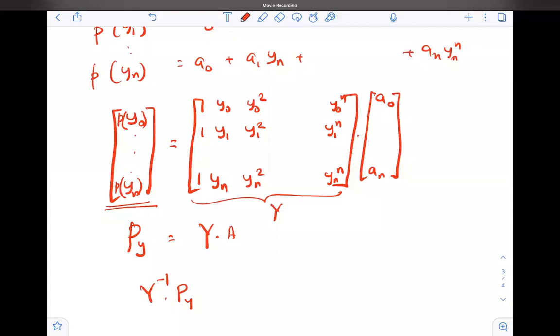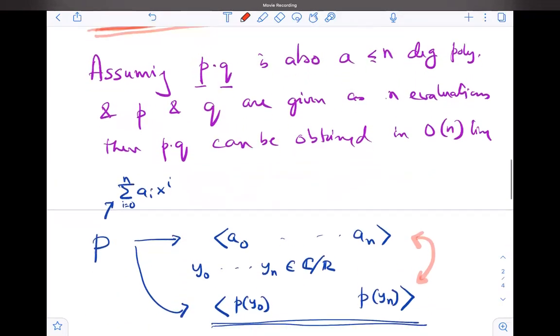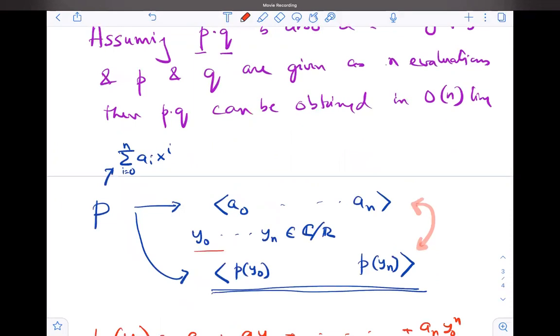Oh, okay, because we have freedom over choosing the YIs. That is where the main trick is. What are the YIs? How should we choose the YIs so that we can make an optimized multiplication?